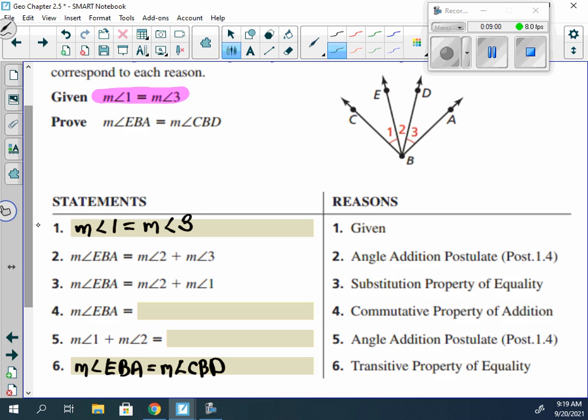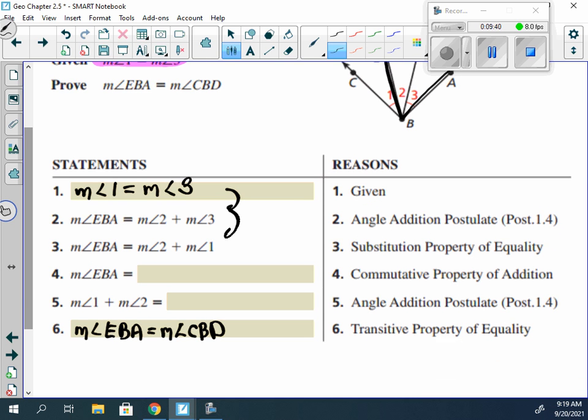Now, if I need to know that they are equal, we need to define what they are, what EBA and CBD are. Because if we can describe what they are and show that their properties or components are the same, then we can say that they are equal. Now, they start off with saying that EBA is equal to the measure of angle 2 plus the measure of angle 3. Well, yes, that is true. We can see that it is the angle addition postulate. That is how we go from step 1 to step 2.